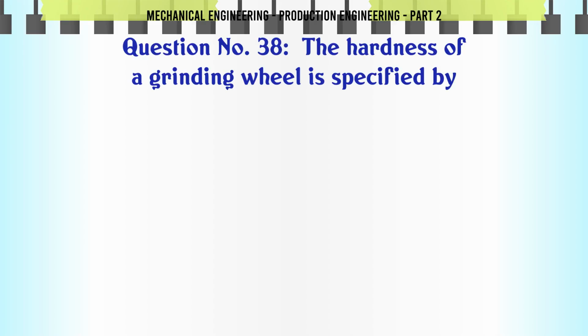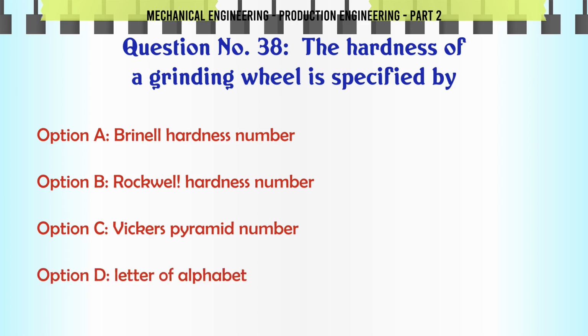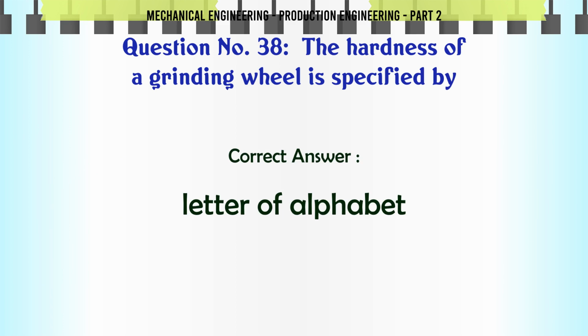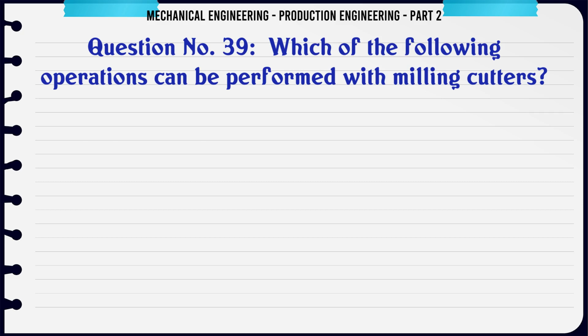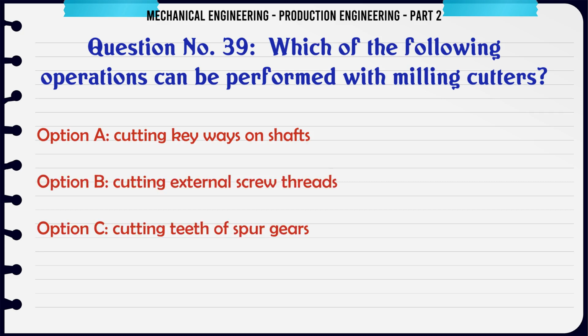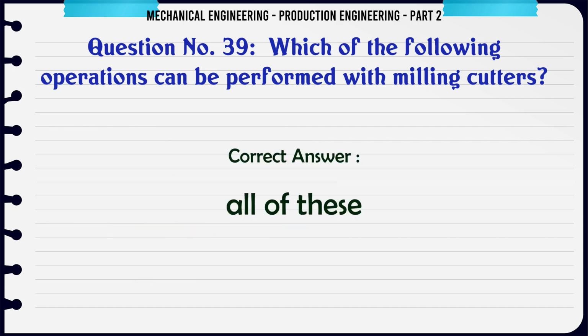The hardness of a grinding wheel is specified by A. Brinell hardness number, B. Rockwell hardness number, C. Vickers pyramid number, D. Letter of alphabet. The correct answer is letter of alphabet. Which of the following operations can be performed with milling cutters? A. Cutting keyways on shafts, B. Cutting external screw threads, C. Cutting teeth of spur gears, D. All of these. The correct answer is all of these.